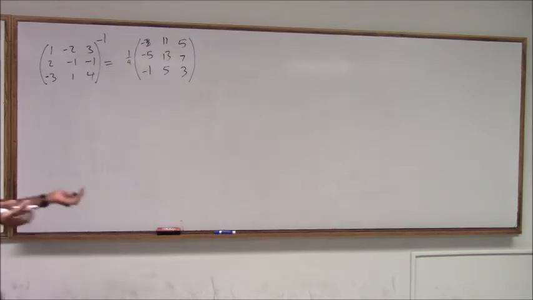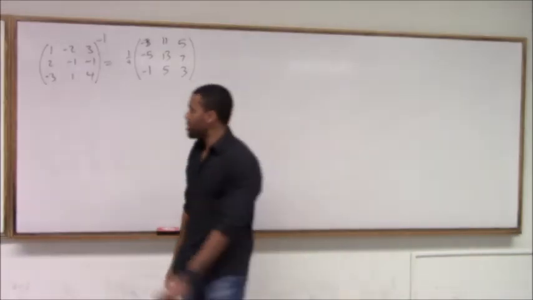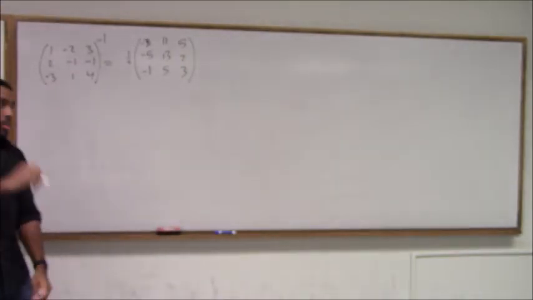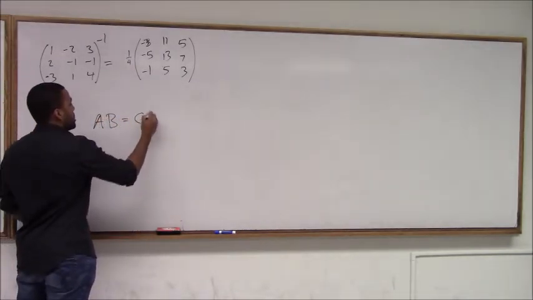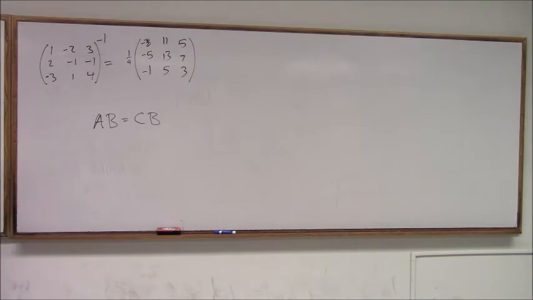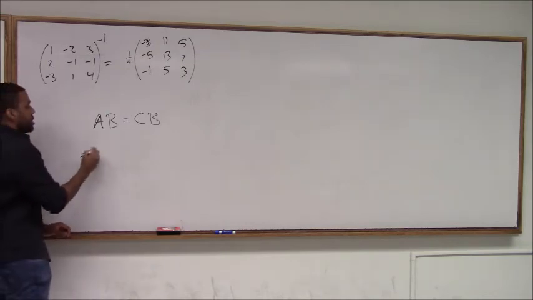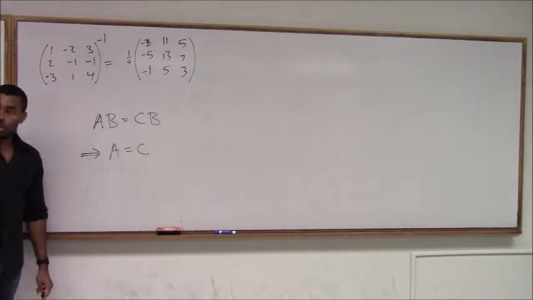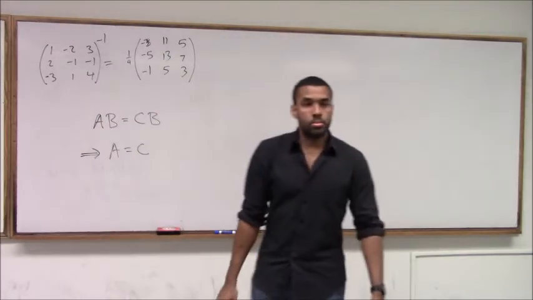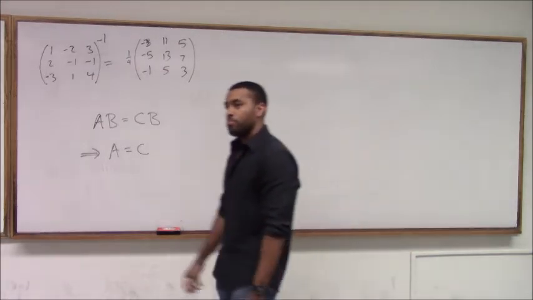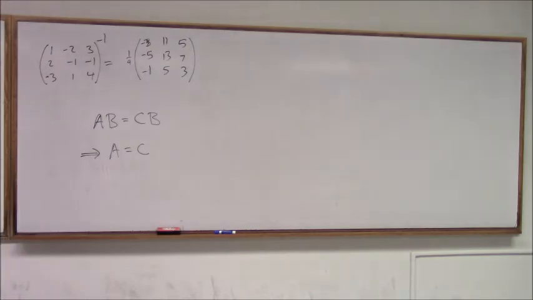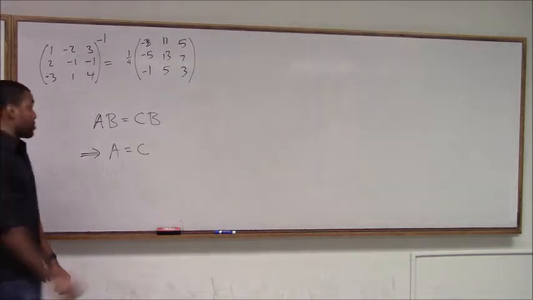By the way, here's another thing that I could probably ask you to prove. Let's just see if you could reason through it. Let's say I have A times B equals C times B. These are matrices. Does that imply that A is equal to C? What do you guys think? Yes, I think so. Yeah? It does not. That would actually be false.